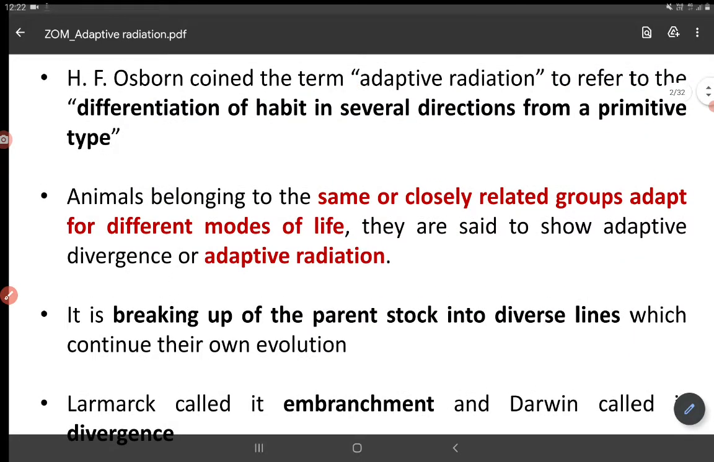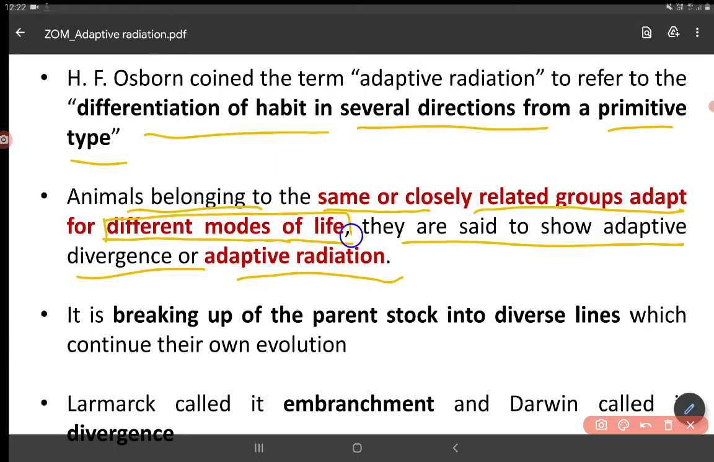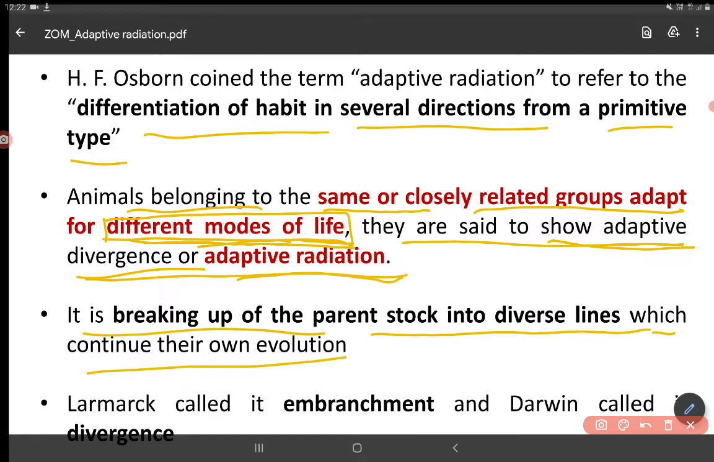Adaptive radiation is the differentiation of habitat in several directions from a primitive type. Now, animals belonging to the same or closely related group adapt for different modes of life. They are said to show adaptive divergence or adaptive radiation, like we saw in Darwin's finches. They chose different modes of life. Some of them eat seeds, some insects, some cactus. So they have different modes of life and they show adaptive divergence. Now it is breaking up the parent stock into diverse lines which continue their own evolution. Lamarck called it embranchment and Darwin called it divergence.